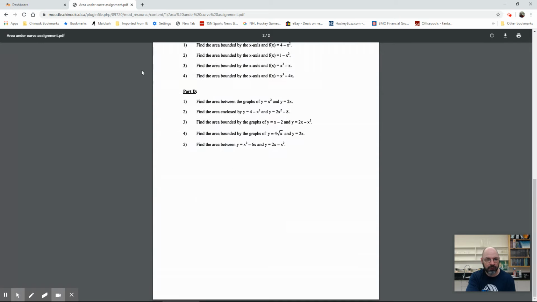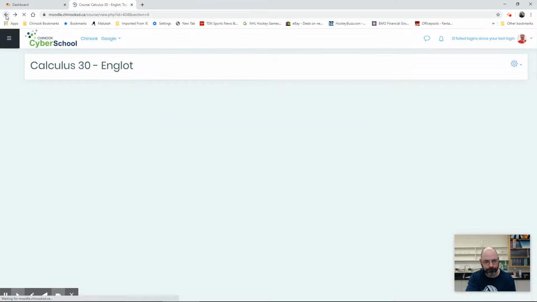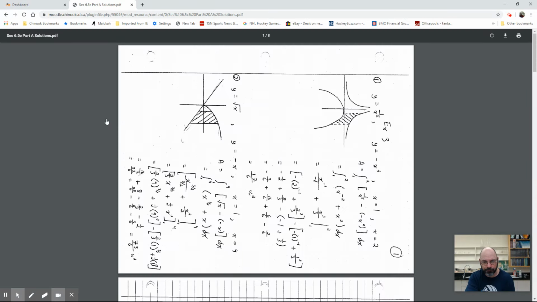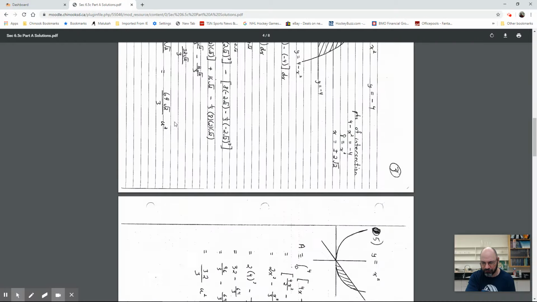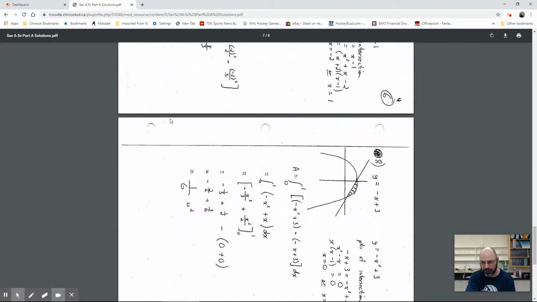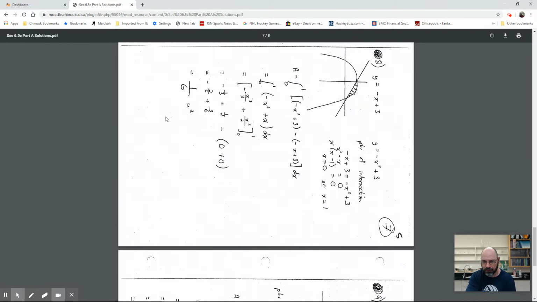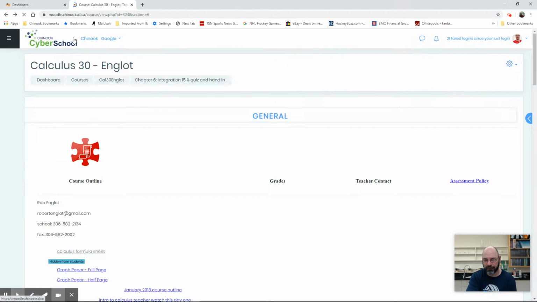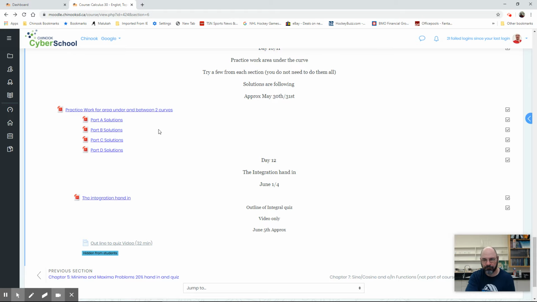Then if you go to the solution part, if I flip this backwards here, the solutions are here. Okay, this is not me, this is Mr. Friesen's one. I might work these out here so that they're standing upright, but the solutions will be there for you. Okay, so do a little bit from part B, C, and D tomorrow.